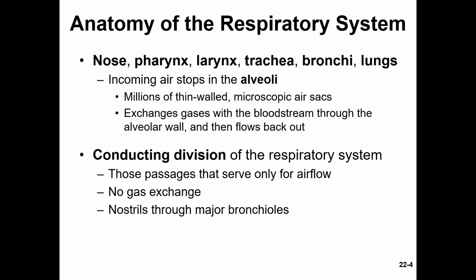So let's start into the anatomy of the respiratory system. We have the nose, the pharynx, larynx, trachea, bronchi, and lungs. Incoming air stops in the alveoli. These are millions of thin-walled, microscopic air sacs. This exchanges the gases with the bloodstream through the alveolar wall and then flows back out.